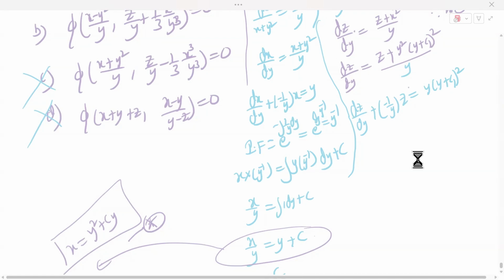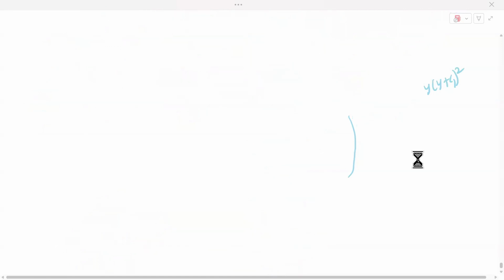Non-linear. Observe, madam, what is the independent variable here? Z. That is the independent variable. Observe that, madam. It is the first order, first degree linear equation form.